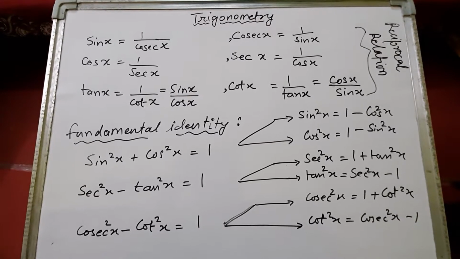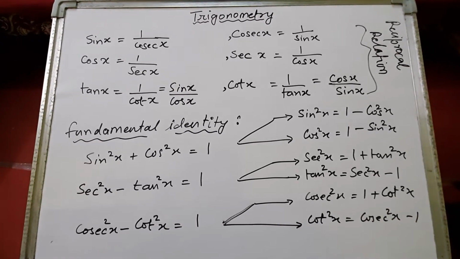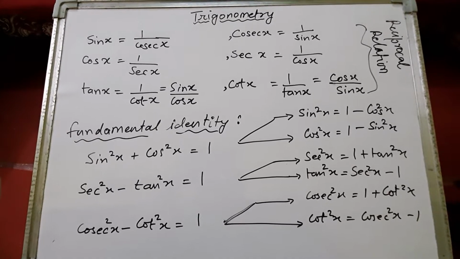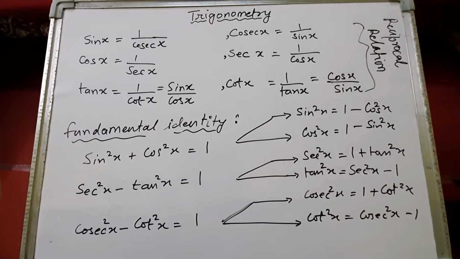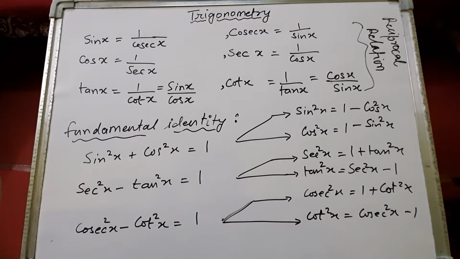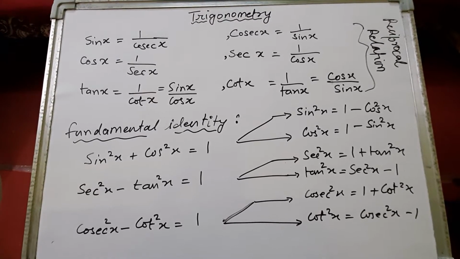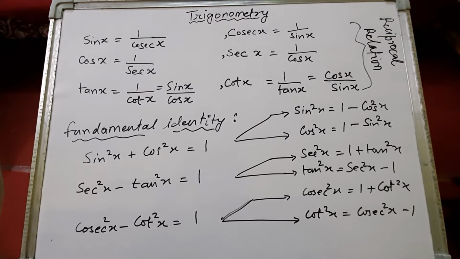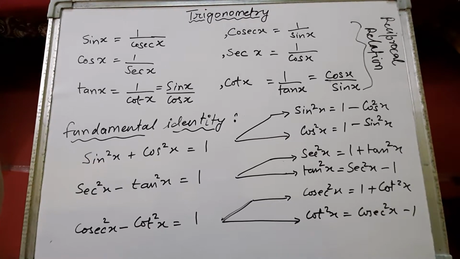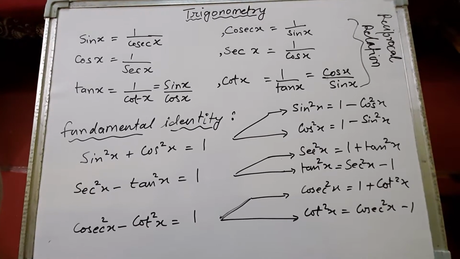Children, our next topic is trigonometry. In this topic, the first exercise, arcs and angles, has been eliminated because this year the syllabus has been reduced. So let's start with the next exercise, 3.2 of trigonometry.